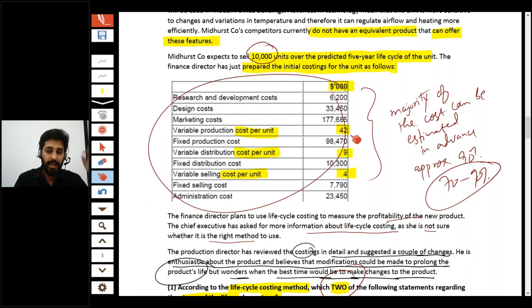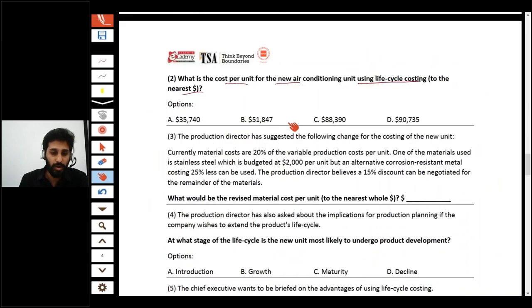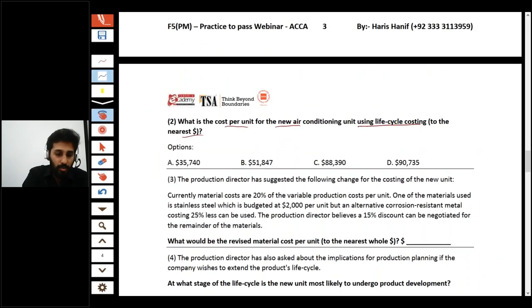I am going to write these things, and these are the per unit costs, right? And this is for 10,000 units. These are the per unit costs. I need to calculate the total cost, and then the cost per unit. So here I will be calculating the total cost.